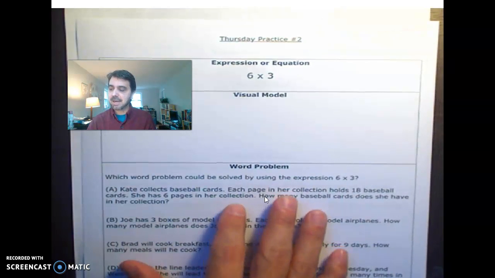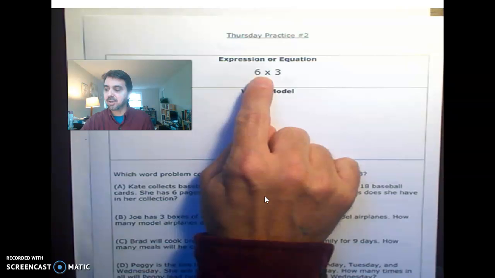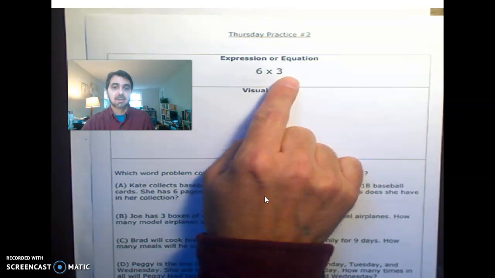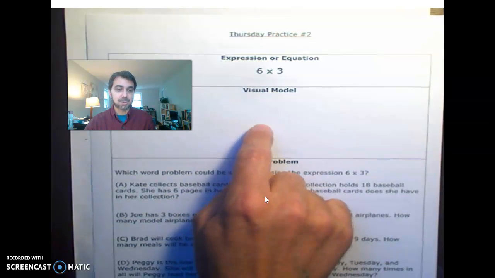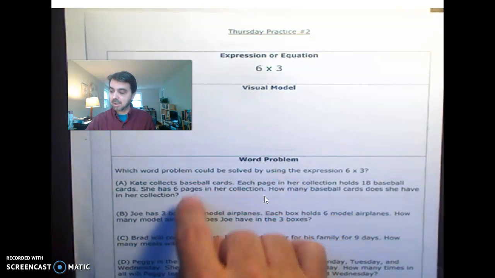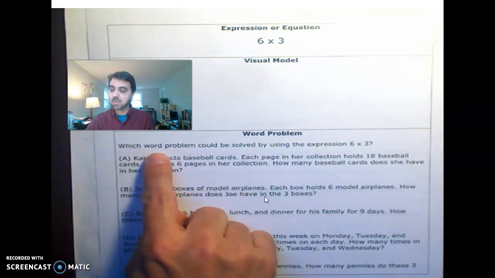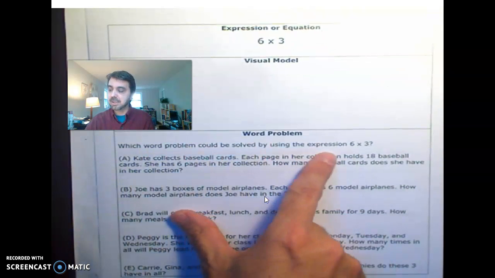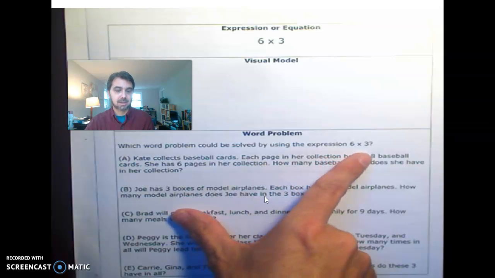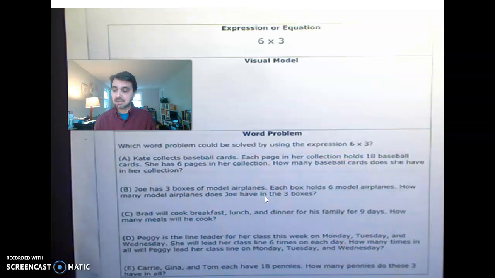It says Thursday practice number 2. All I'm giving you is an expression, 6 times 3. Now you could do a visual model if that helps you, okay? So there's 5 different scenarios. It says which word problem could be solved by using the expression 6 times 3. So the question is, when we look at these word problems, could any of them be solved using multiplication, 6 times 3? All right, so let's take a look.